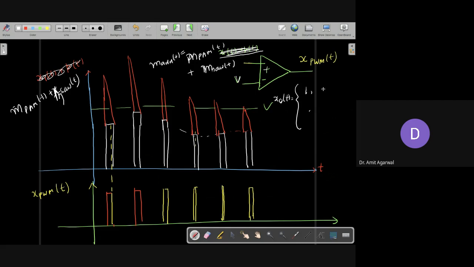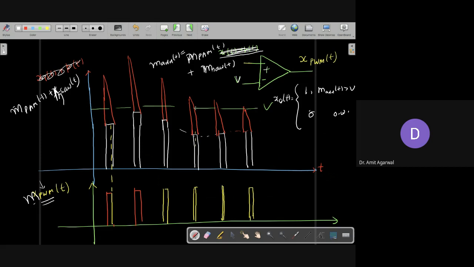1 when your M add T is greater than V, and 0 when M add T is less than V. Otherwise also you can write. So how would your PWM signal be? How you get the PWM is that the width of your signal would be varied or modulated according to your message signal.